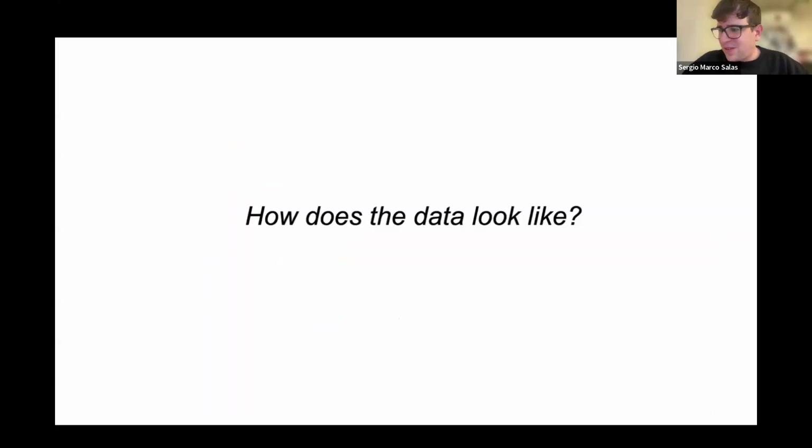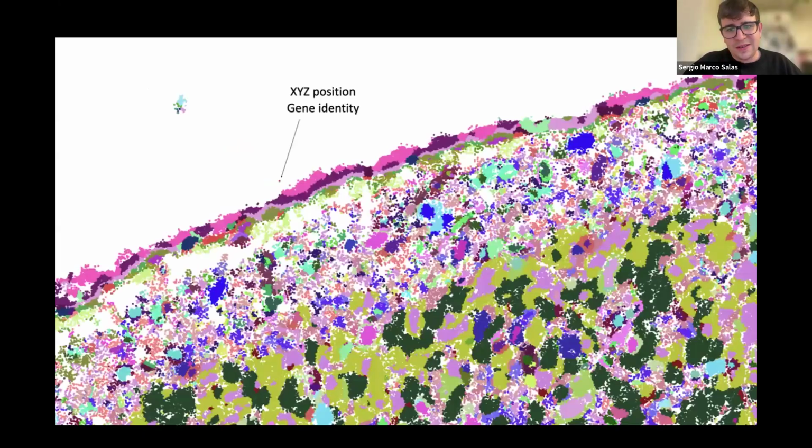So, very first question, what does the data look like? Basically, the Xenium data set is a pretty simple type of data. Here you have the visualization of the data. We have a point cloud of spots that present X, Y, and Z positions and the gene identity. So basically, we retrieve the subcellular location of every individual transcript. And we do it on the X and Y axis, as you see in this picture, but we also retrieve the Z position.